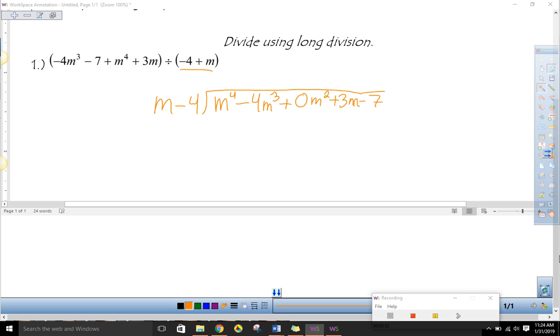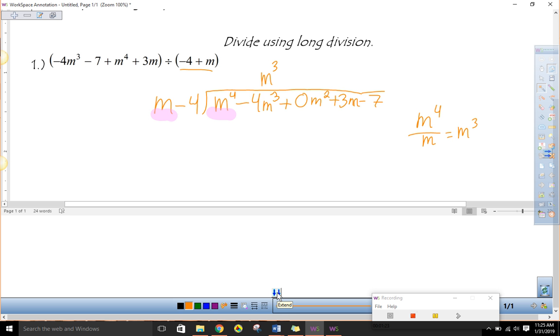What do I do next? What am I honing in and focusing on first? This guy and this guy. Good. And this is division, so we're dividing them. You start off division by dividing. Right? So what does that leave me with? M cubed. And where does it need to go? Over the m cubed. This is all about organization. Okay? So m to the 3rd.